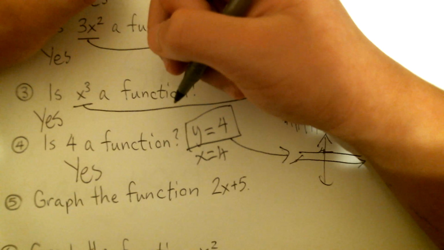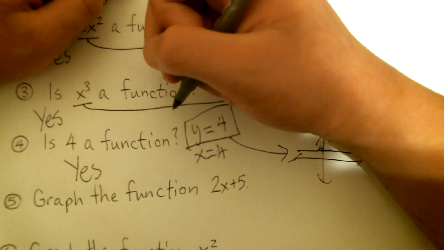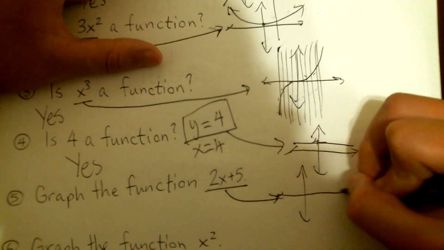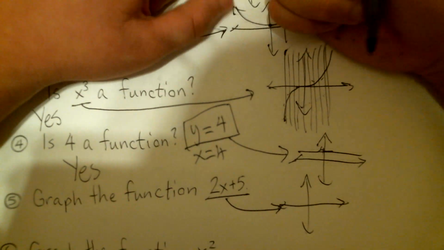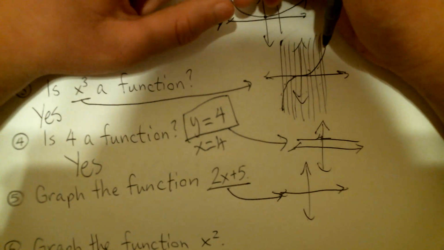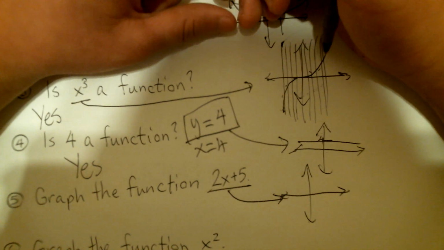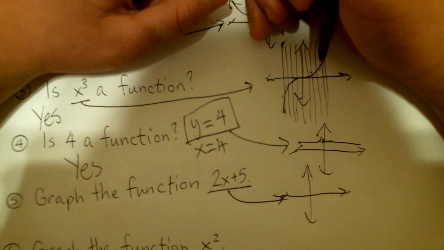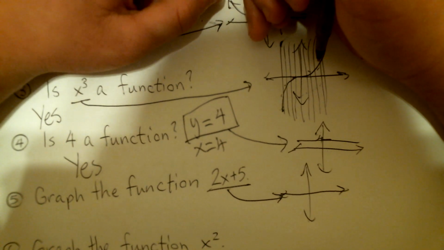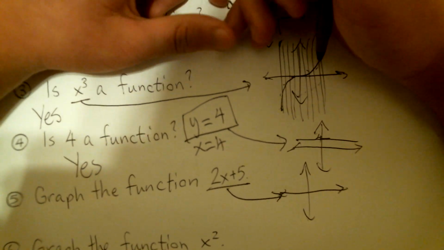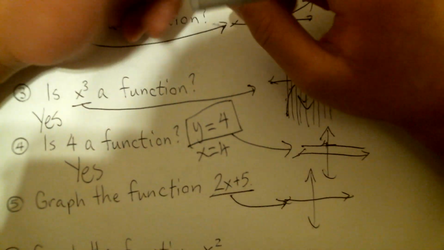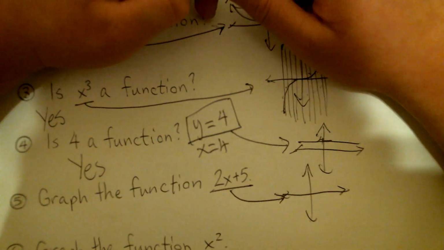Let's try the fifth one, which asks to graph the function 2x plus 5. So graphing functions is very important in finding if it is a function or not, because you'll have a visual representation of it, and therefore you can prove that it is a function or not, rather than just making wild guesses on whether it is or not.